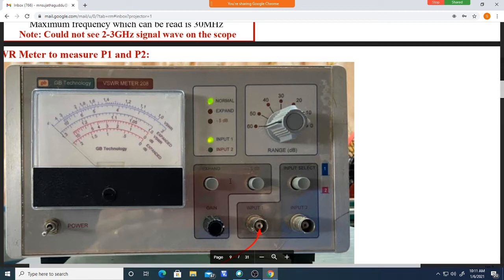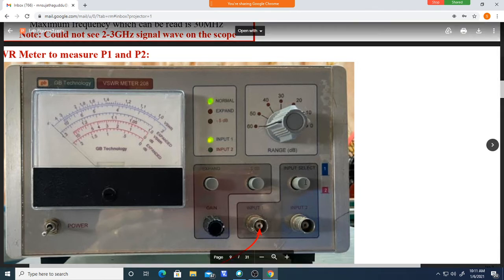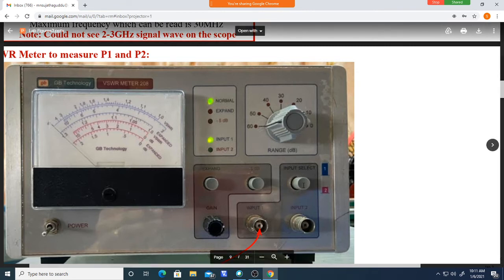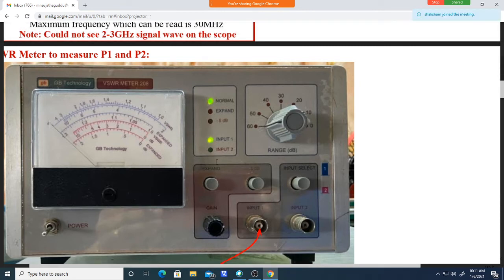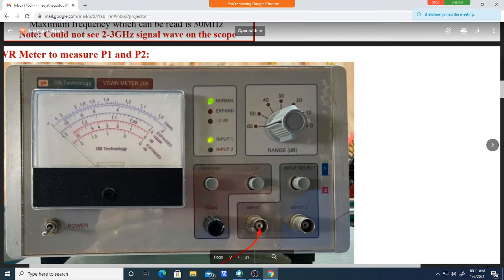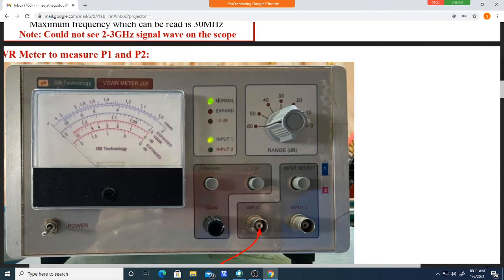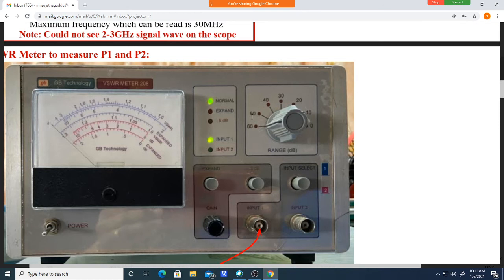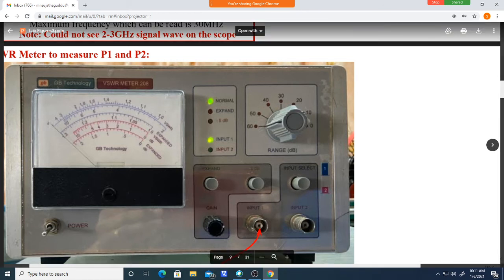Keep that in the released position. This one: if you are feeding input to input 1, keep it in the released position. If you are feeding here, put it in the pressed position. If these two buttons are in the released position, the normal LED will turn on, which is normal mode operation. We are not using expanded or minus 5 dB. Keep this released, normal will turn on. And this is in the rightmost position.